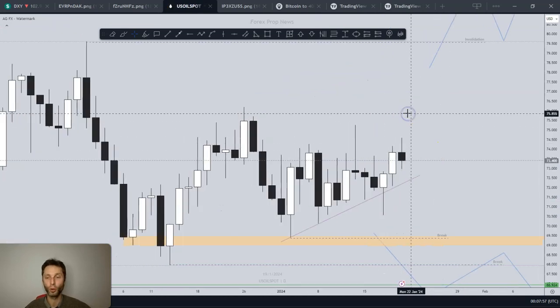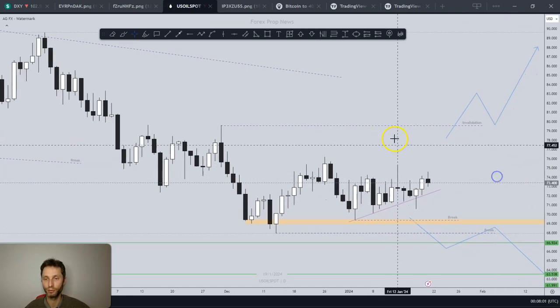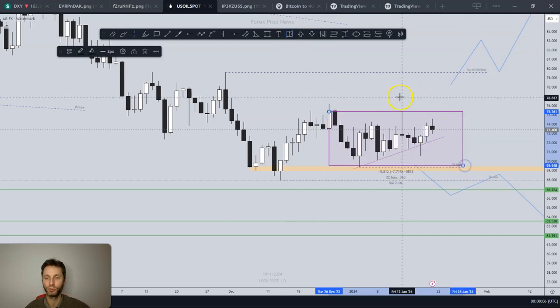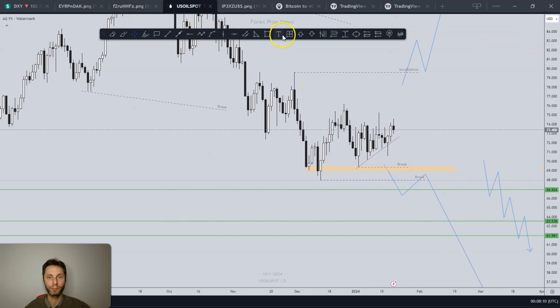And finally, oil. Oil, we were looking at the downside. We did not have the break to the downside, did not have a break to the upside. We're just stuck in this range, continuing to be stuck in there. Not very clear where we're going, what we're doing.